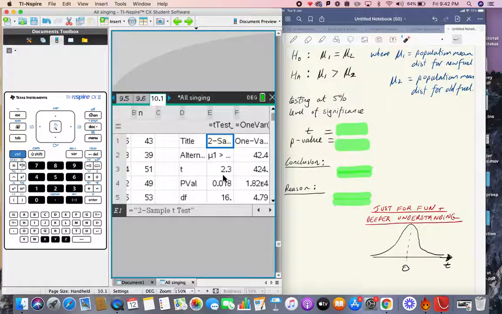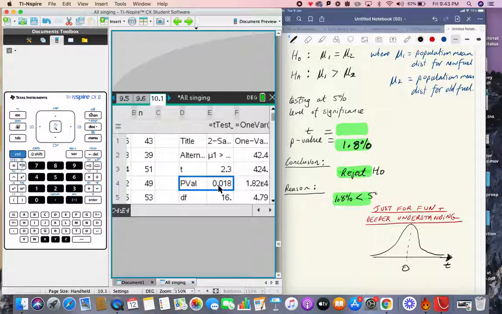And then it is as simple as just scrolling down here and having a look at the p-value. So you can see this p-value here is 0.018, which is 1.8%. So let's just write that down on our iPad. The p-value is 1.8%. Now, if you think about it, 1.8% is well inside the critical region of 5%. So conclusion is definitely reject H0. And the reason is that our 1.8% p-value is less than the 5% significance level.